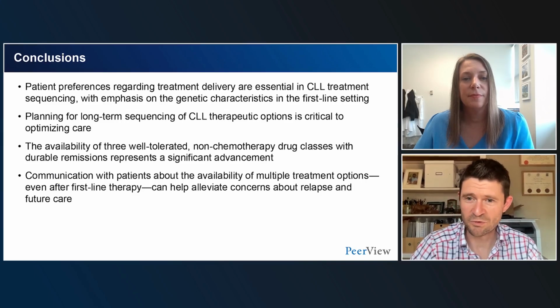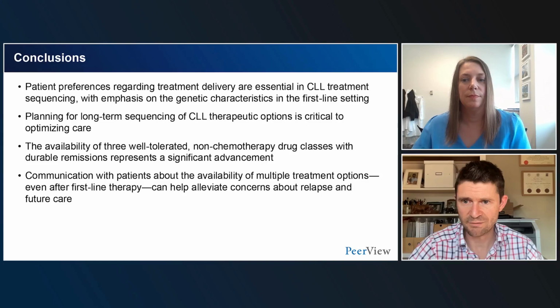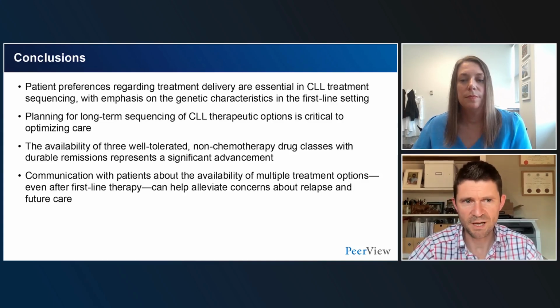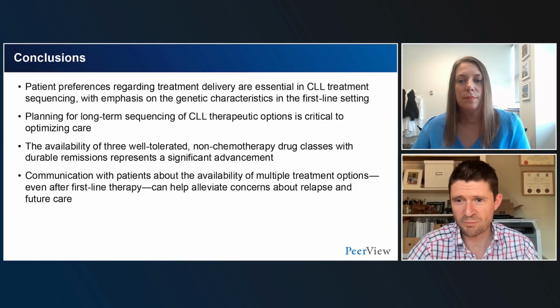Now we've obviously walked through a lot of data and gone through a lot of ground here. I think my key conclusions really are you need to clearly think about the patient's preferences in terms of delivery, and also think a little bit more about the genetics of the CLL in the first line setting than perhaps we used to historically. And clearly, sequencing of therapeutic options over many years will be important. The generation of data to help guide us will also be important. But these are great problems to now have.